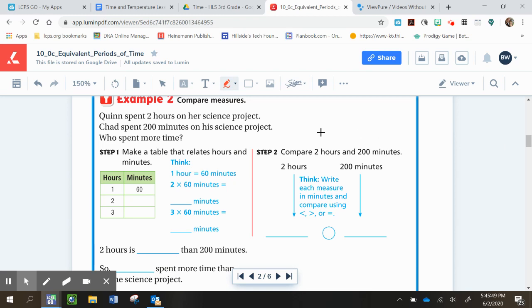We're going to be comparing here again. It says Quinn spent 2 hours on her science project. Chad spent 200 minutes on his science project. Who spent more time? Well, sometimes it's helpful to make a table. So we made this table here to relate our hours to minutes. We know that 1 hour is equal to 60 minutes. 2 hours would be 2 times 6, and we know that's 12, and add our 0. So 2 hours is 120 minutes.